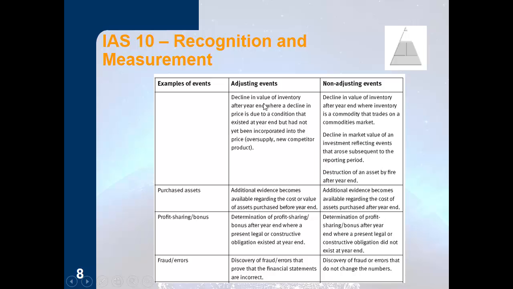Let's say that inventory declines after year end when there's a decline in price due to a condition that existed at year end but had not yet been incorporated into the price. We would make an adjustment in that case. If the decline in inventory occurs after year end where inventory is a commodity, no adjustment. Decline in market value of an investment reflecting events that arose subsequent to the reporting period, no adjustment. If we have an asset that's destroyed by a fire, no adjustment.